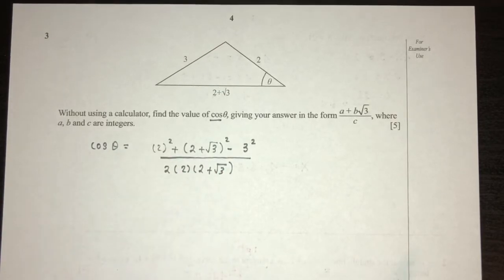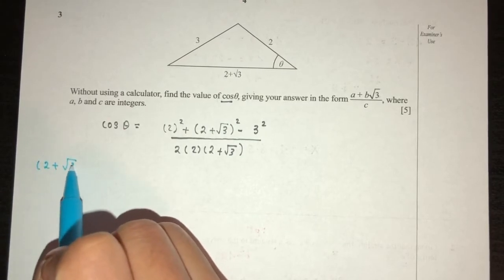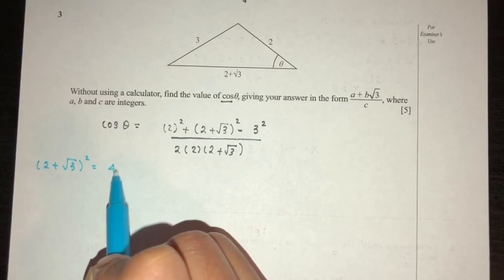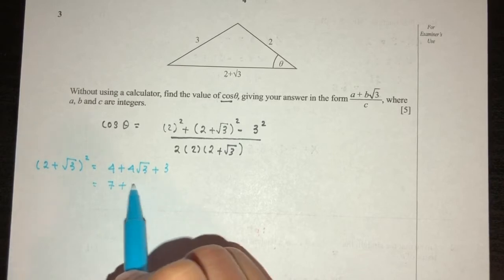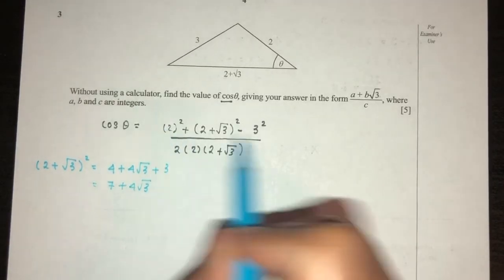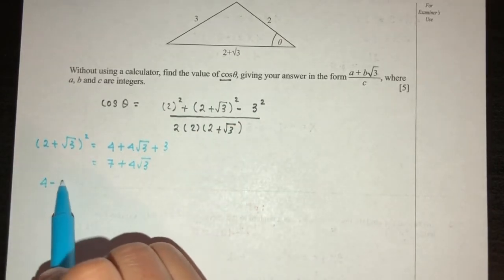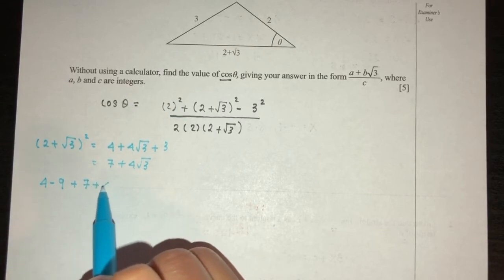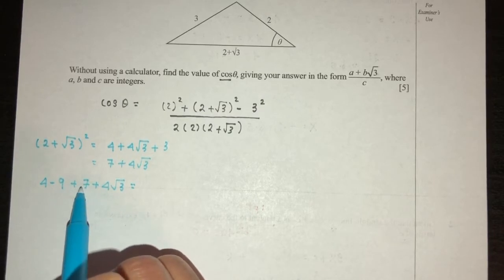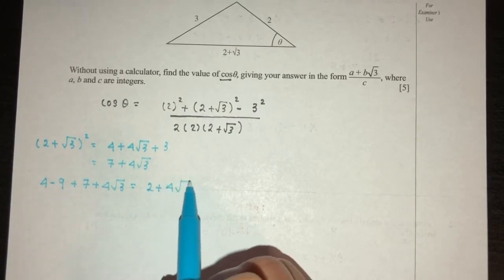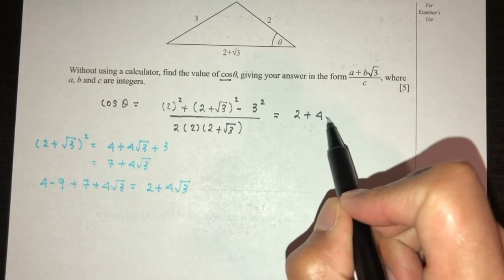Now we have to simplify one by one. So let's first find this expansion. So what is 2 plus root 3 squared? That will be 4 plus 4 root 3 plus 3. That will be 7 plus 4 root 3. So for the value on top, this is 4 minus 9. So you have 4 minus 9 plus 7 plus 4 root 3. That will be 4 minus 9 is minus 5, plus 7 will be 2, plus 4 root 3. So your value on top will become 2 plus 4 root 3.